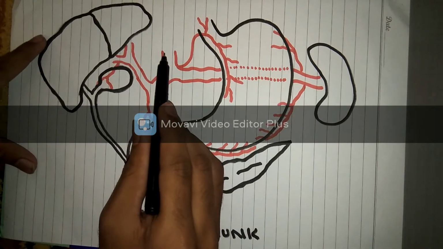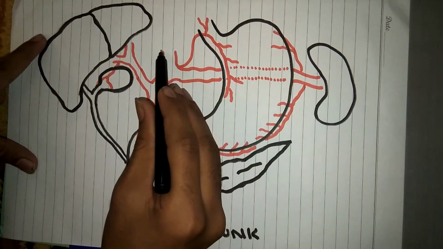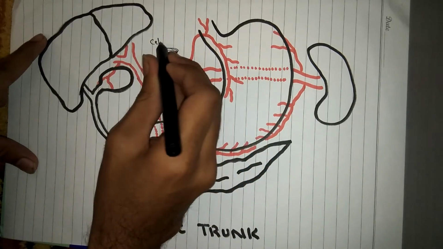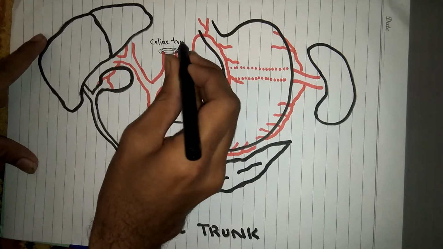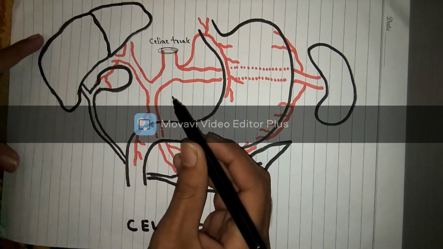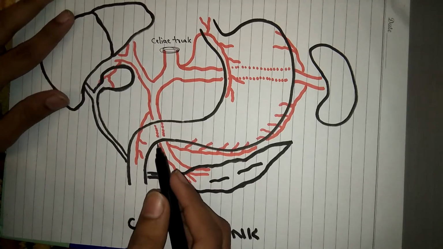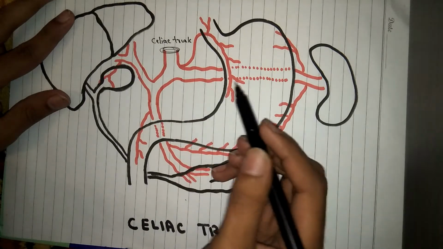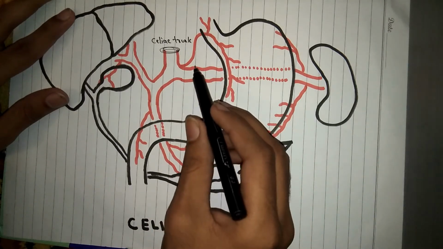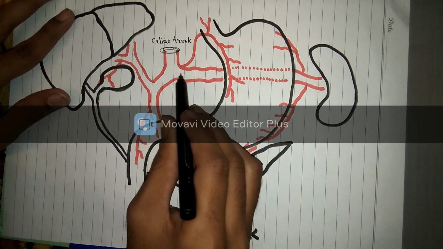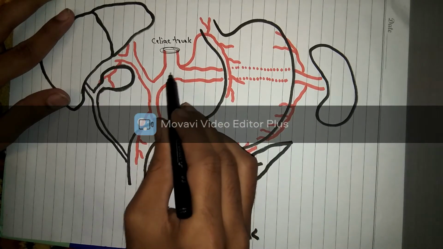So this right here is the celiac trunk, the origin of the celiac trunk. And it's going to give out some branches into the abdomen to supply the organs. So if we notice here, there is one main branch arising, and a second branch and a third branch.